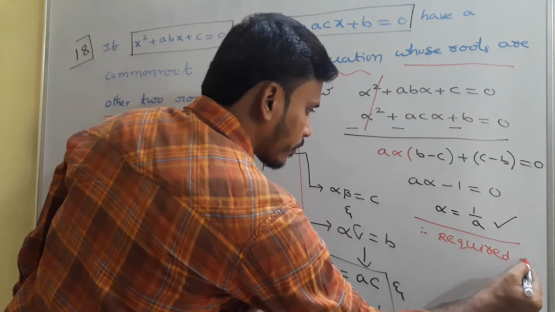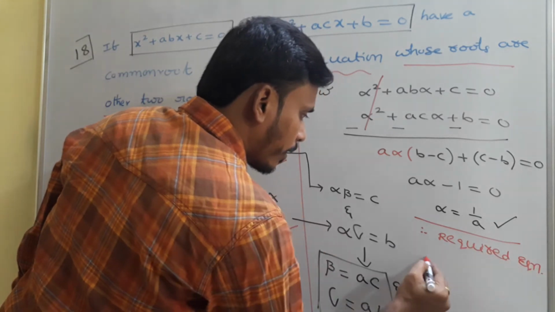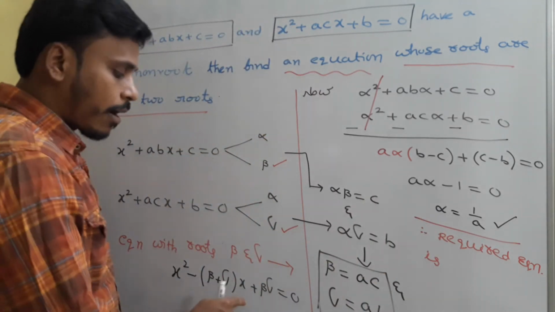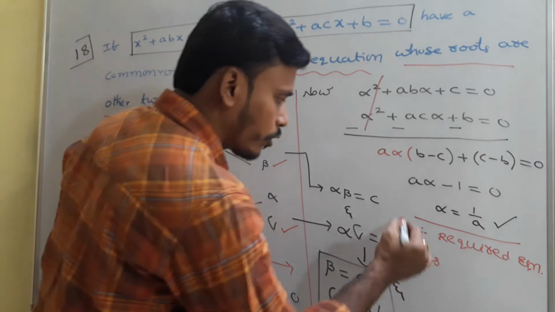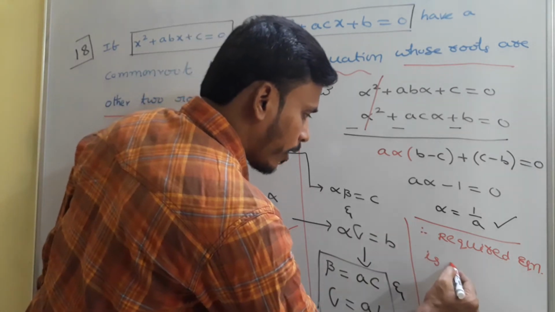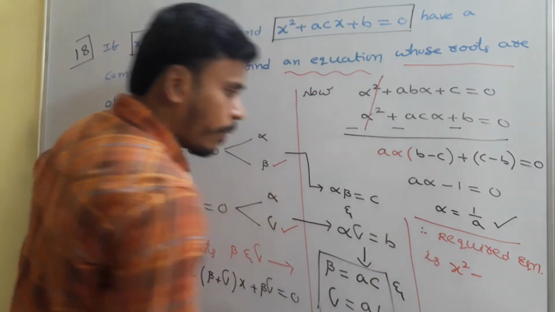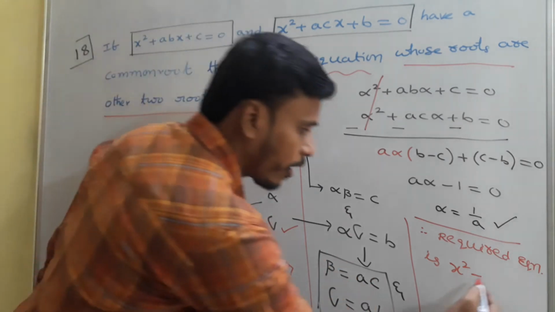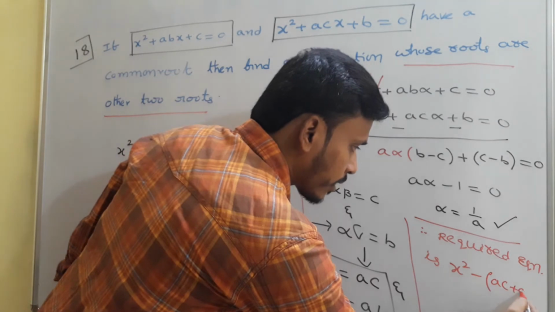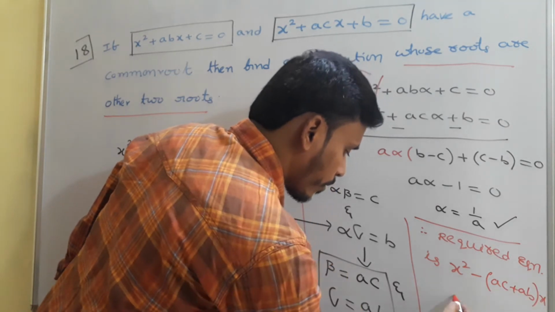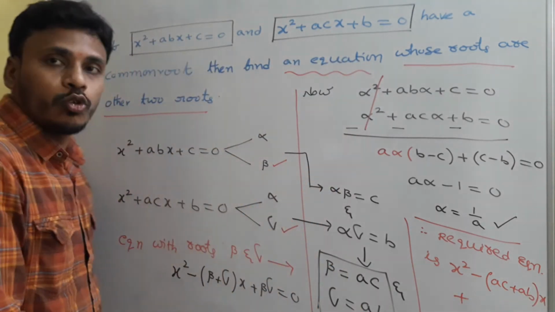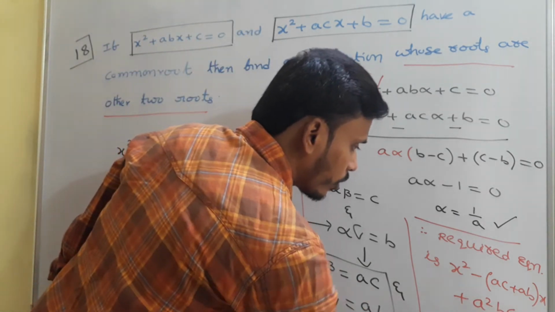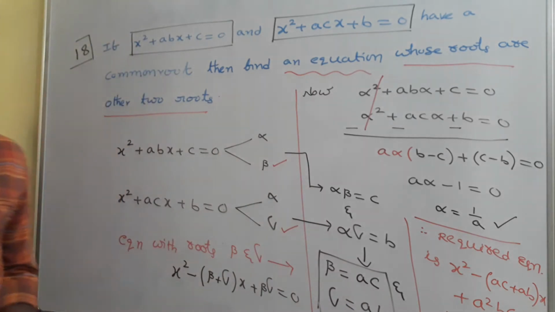Required equation is x square minus (beta plus gamma) into x plus beta gamma is equals to 0. That's what I need to write, okay? x square minus (beta plus gamma, AC plus AB) into x, AC plus AB into x plus beta into gamma, the product of these two is a square BC is equals to 0 is the required equation, okay?